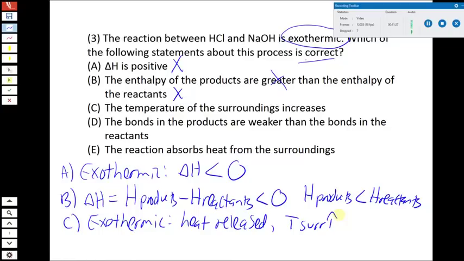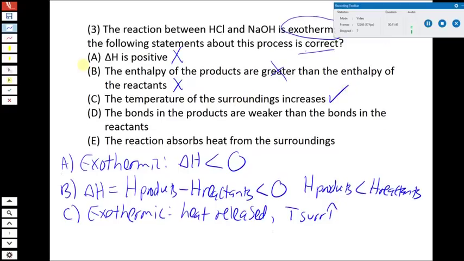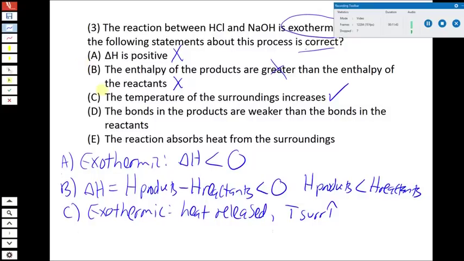So anytime you carry out an exothermic reaction in aqueous solution, for example, the temperature of the water increases because you're releasing heat into the solution. Okay, so that one is actually going to be true because in any exothermic reaction, the temperature of the surroundings will increase. All right, so that one we think is going to be our answer choice. Let's verify that the last two are also incorrect.